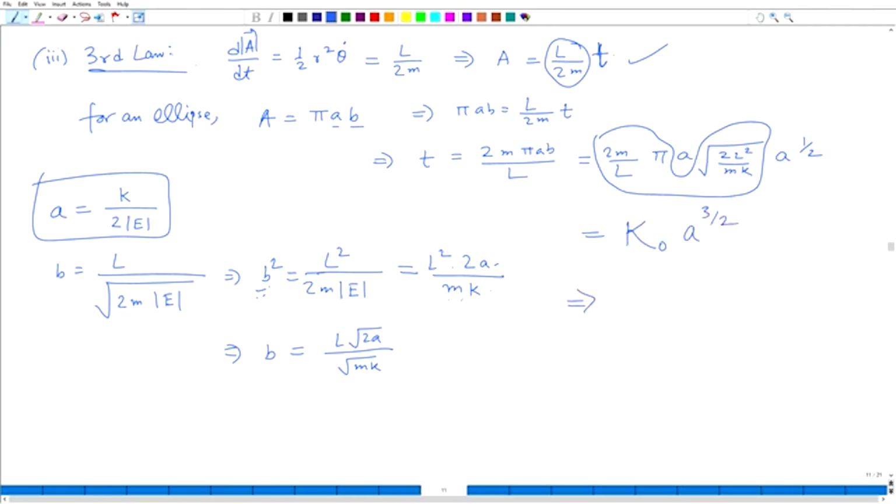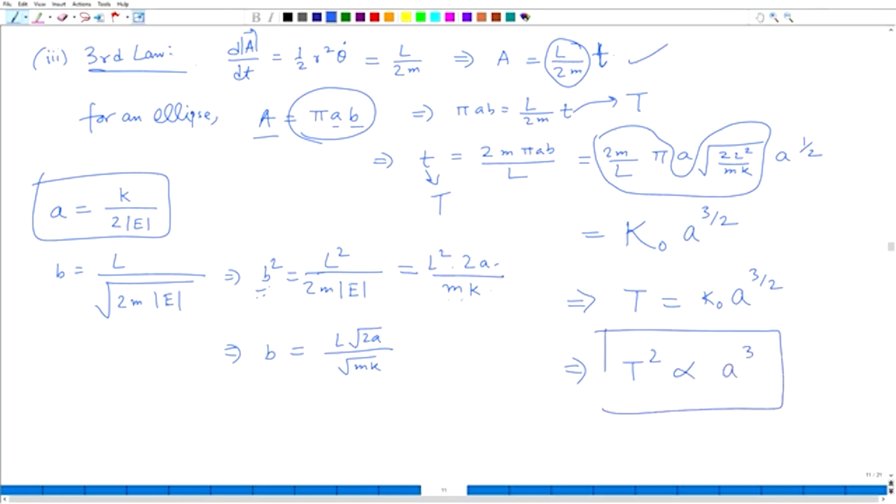Of course, whenever you are talking about the area of the total ellipse, then my T is nothing but the time period, which is capital T. I can call that capital T as well, and I can say that then T is equal to K0 A to the power 3 by 2, and finally T square is proportional to A to the power 3. Clear? So this is Kepler's third law.